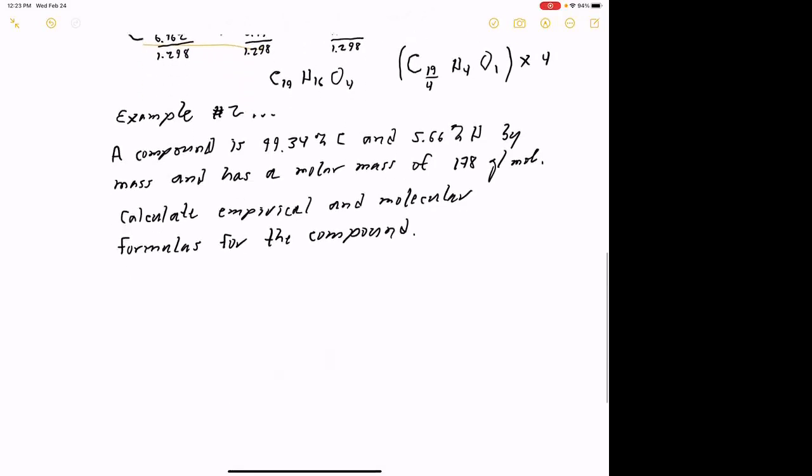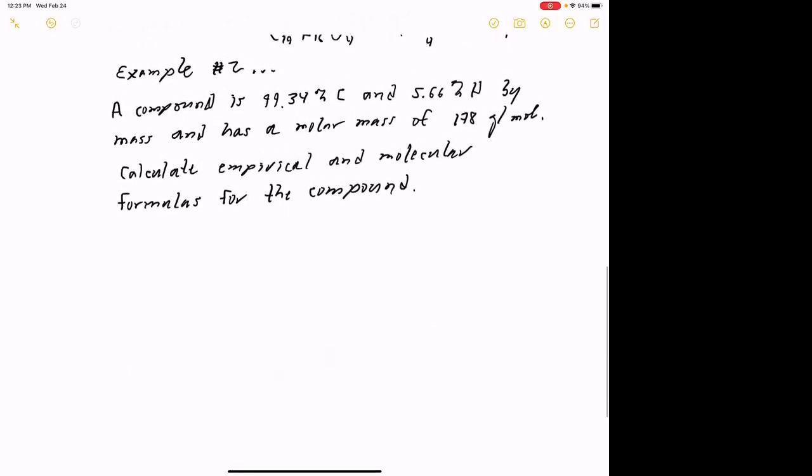All right, so let's look at example number 2 here. We've got a compound that's going to be 99.34% carbon, by mass, and 5.66% hydrogen, by mass. And this one, through an independent measurement, has a molar mass of 178 grams per mole. Now this is an important piece of information because it allows us to take the question one step further. Because notice what I'm asking for here. I'm asking for the empirical formula, which we can get through the percents by mass, but I also want the molecular formula.